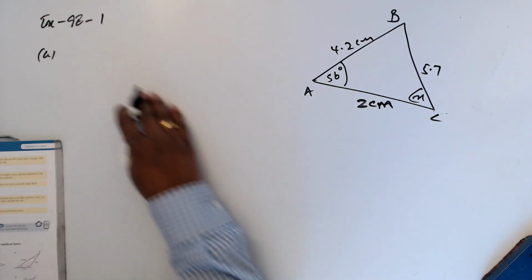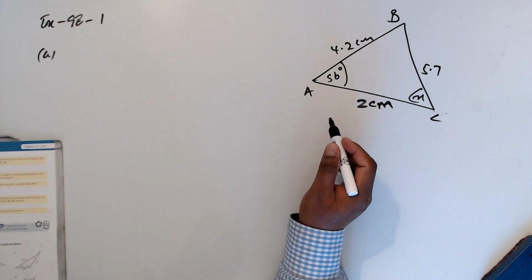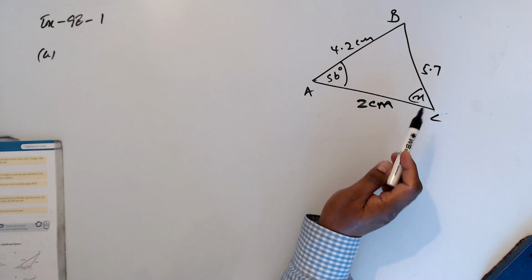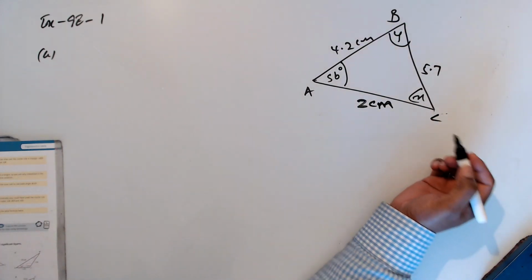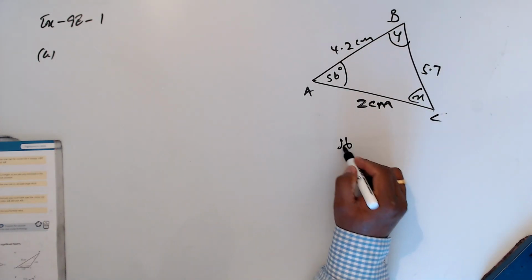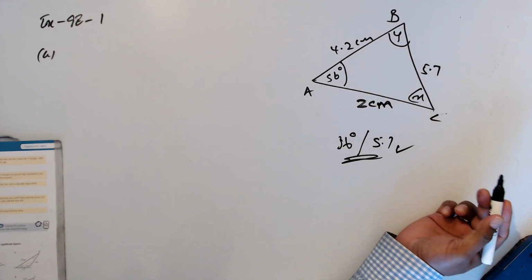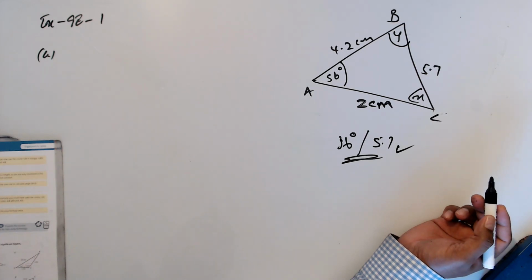Exercise 9, question number 1. So we want to find x and z and y as well. When I see a 56 angle and 5.7, that's a good thing. It's approaching the sine rule.